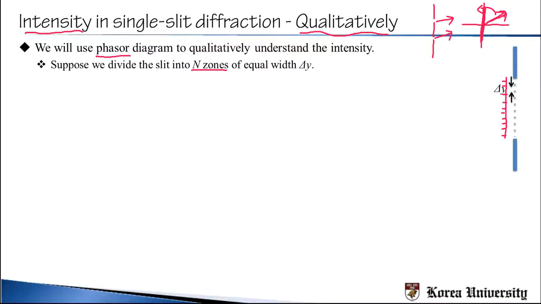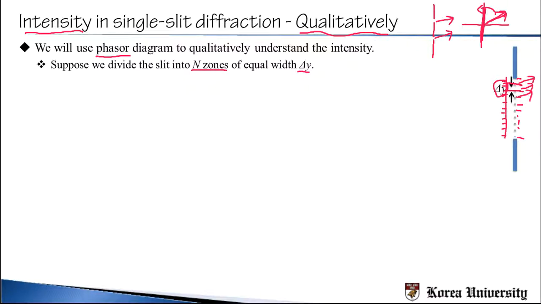For that purpose we will divide the slit into n zones of equal width delta y. So just like this, we will divide into 1, 2, 3, 4, 5, and so on, up to n zones, and the width of each zone is delta y. Each zone will produce a wave or phasor.